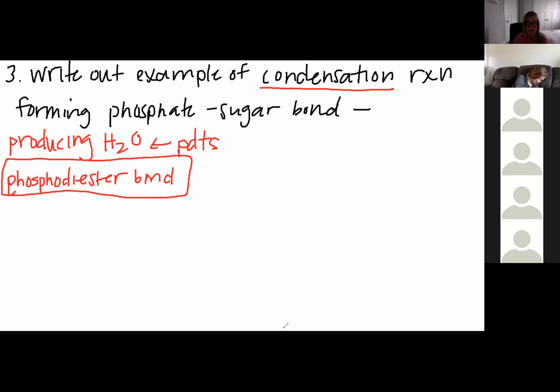So let's just say, hypothetically speaking, I don't know how he wants this. Does he want me to actually draw it as an equation? Probably. Oh, no, it says write out an example. Okay, so we don't actually have to do that, okay, cool.